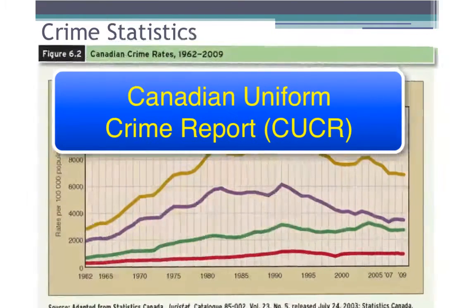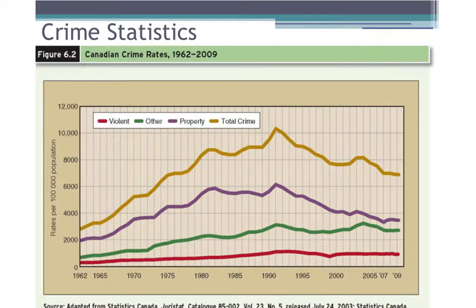the Canadian Uniform Crime Report, are just the tip of the iceberg when compared to all the offenses actually committed. What you're seeing here would be the crime rates between 1962 and 2009, divided up by property, by violent crime, by other crime, and total amount of crime. And this would be gathered from the Canadian Uniform Crime Reports, and this would be of reported crimes.